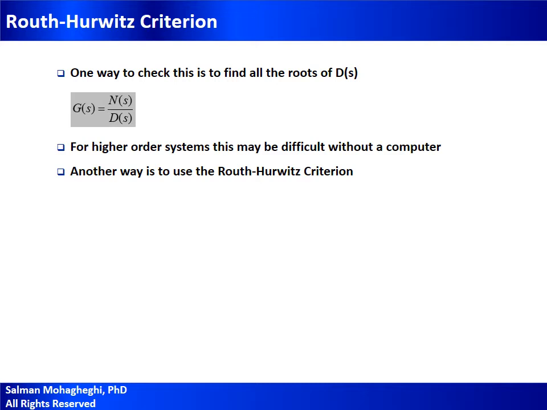Now, if this is a first order system or a second order system, this would be simple. All I can do is to find the poles and decide whether they have a negative real part. However, for higher order systems, third, fourth order, fifth order and above, this is not easy without a computer. I'm not going to be able to find the roots by hand. So one way to solve this issue is to use the Routh-Hurwitz criterion. This criterion will tell me how many unstable poles I have in a system without me having to find the roots of D(s).